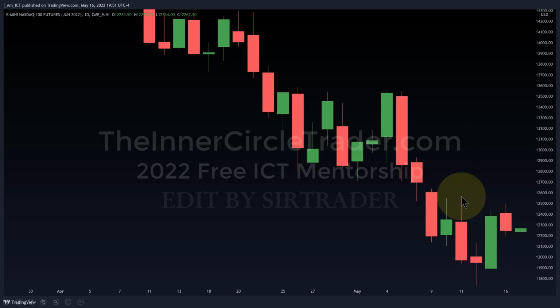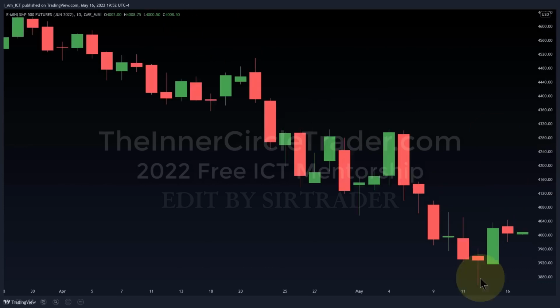I originally went in looking for a trade in NASDAQ, and the S&P, much like the NASDAQ, had a daily swing low. And while we didn't have relative equal highs here for S&P, the bias was, in my opinion, warranted for at least the beginning of the week, looking for a continuation on the upside.